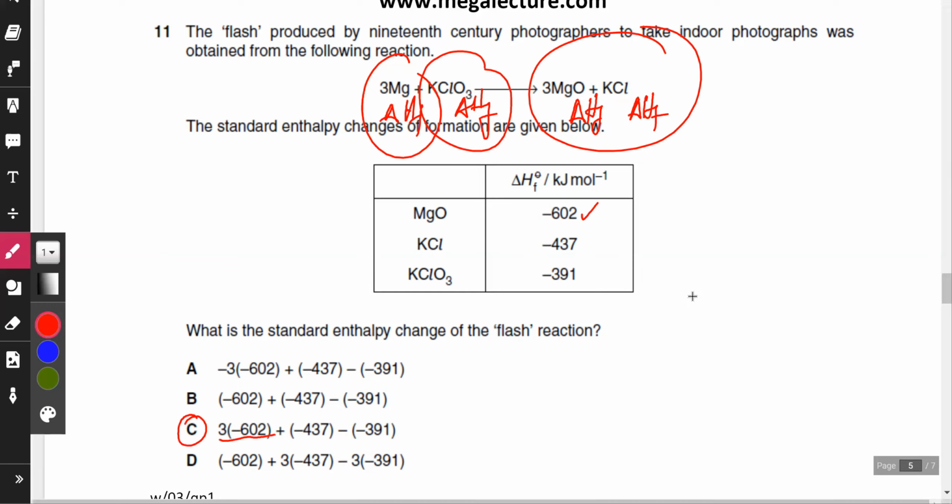3 times minus 602. I mean, these are your products. The other one is minus 437. So that's your products. And minus your reactants. So it's going to be products minus reactants, right? Is that clear? Yeah. So which is why it's going to be C.